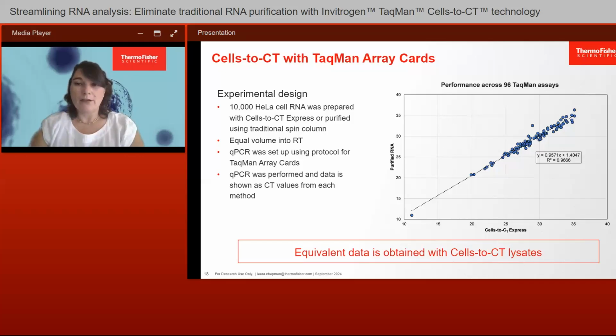And those Ct values were plotted here, with the y-axis indicating the purified RNA and the x-axis the cells-to-Ct Express. And then we did a correlation, a fit line, to see how well they correlated. And we have an R-squared of 0.96. And so we see really nice equivalency between purified RNA and the cells-to-Ct lysates here with 96 different TaqMan assays.